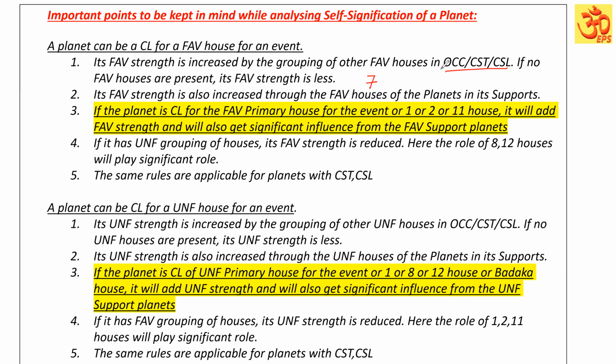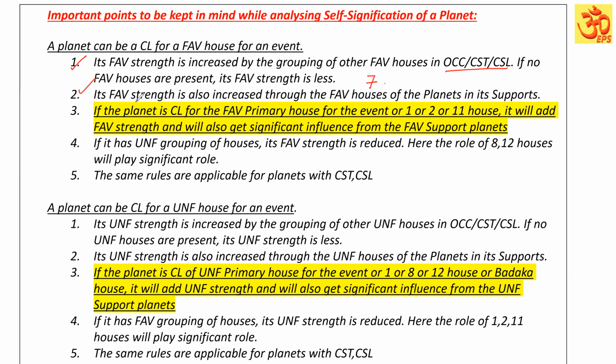If a planet is a favorable cuspal lordship for an event, its favorable strength is increased by the grouping of favorable houses in OCC, CST, and CSL. If no favorable houses are present, its favorable strength is reduced or less.